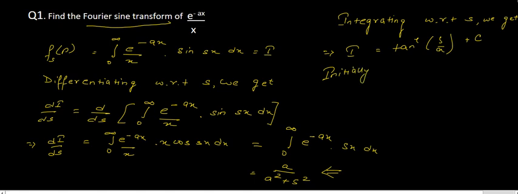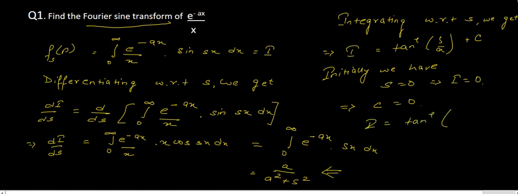Initially we have s equal to 0 implies I equal to 0. So putting these values we get c equal to 0. So our final answer will be I equal to tan inverse s by a. So this is our Fourier sine transform of e to the power minus ax by x.